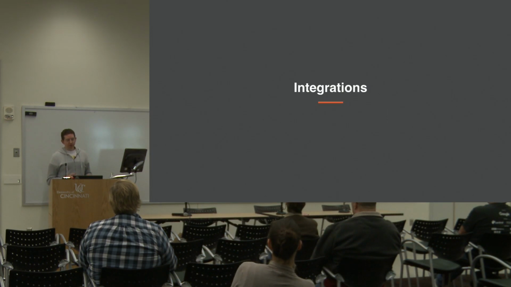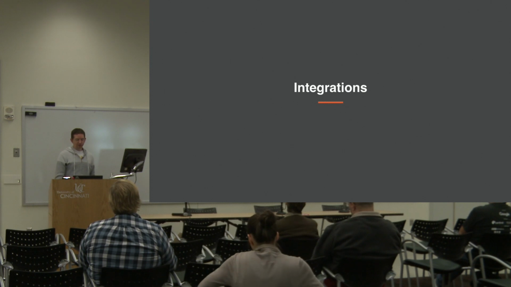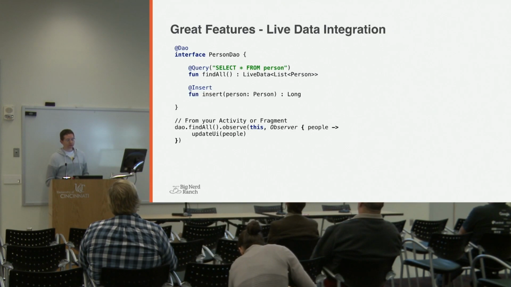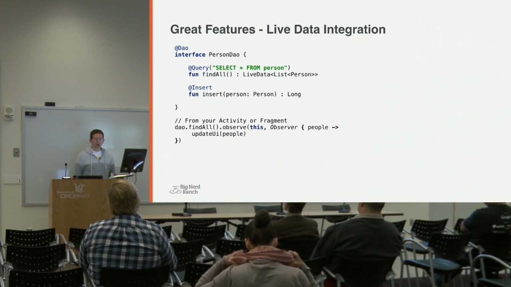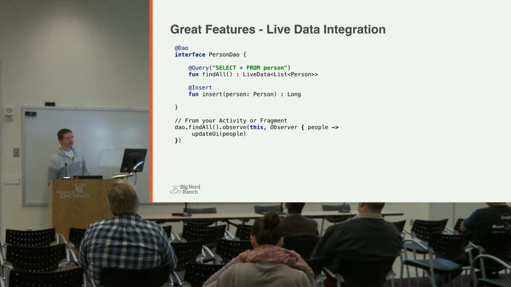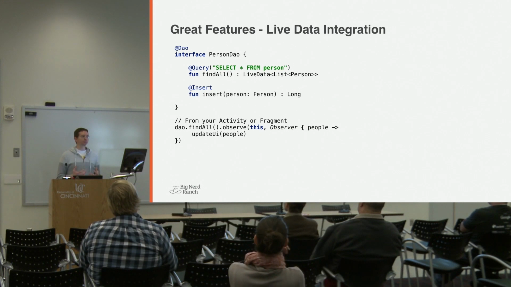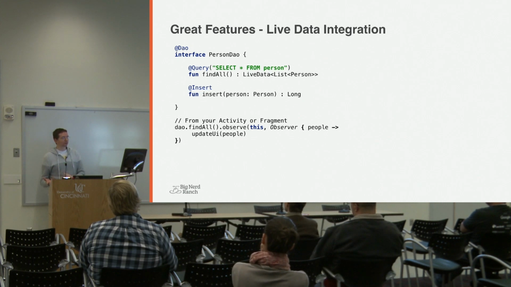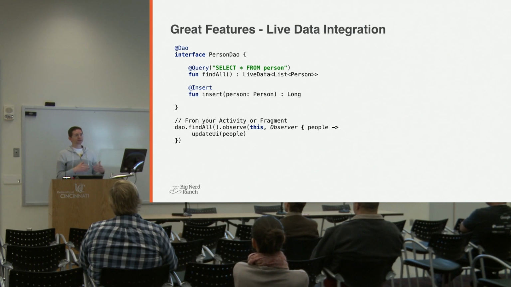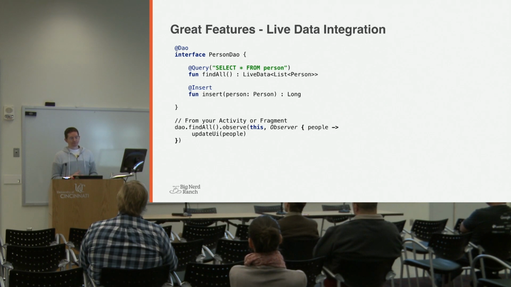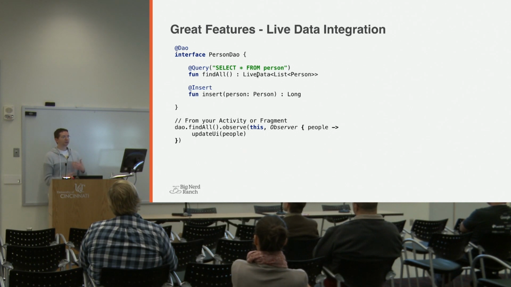There's a few integrations that I think make Room even more powerful that I just wanted to share. First off, has anybody used something called LiveData? Okay, so maybe a quarter. So LiveData is, for those of you who don't know, an observable container of data. If you've heard of RxJava, think of it like an RxJava Lite. It's less complex. It's easier to use. And the biggest thing about LiveData is it's lifecycle aware.